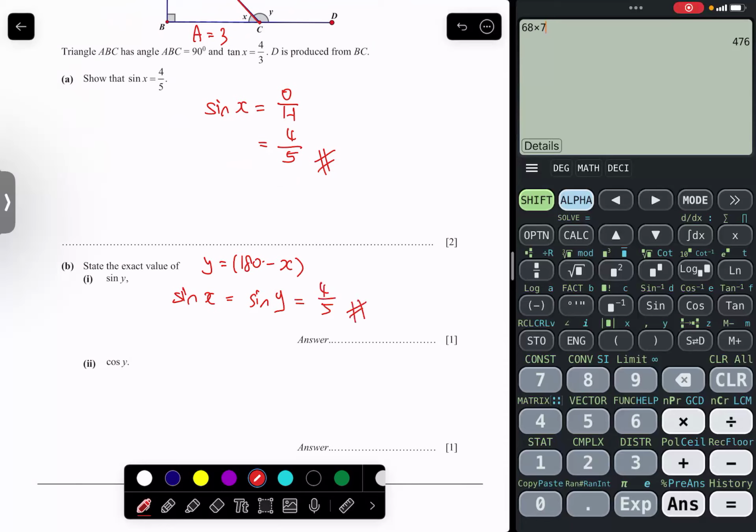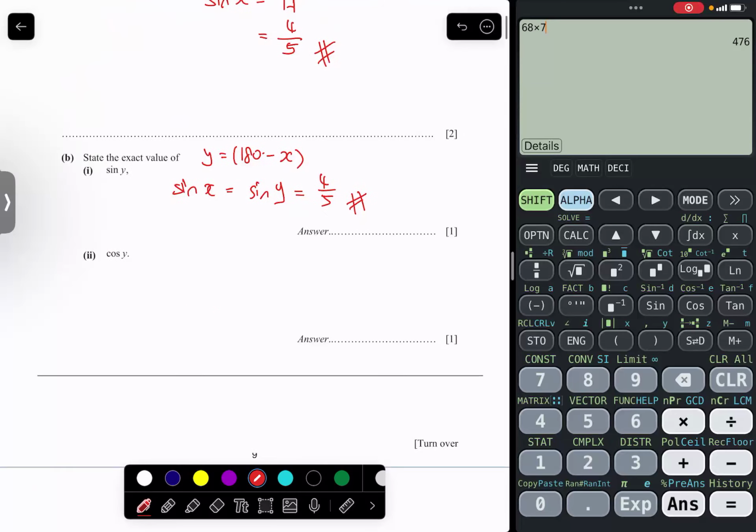That's all. However, only sine remains the same. Cosine and tangent will become negative. So cosine y is equal to negative cosine x, and cosine x is 3 over 5, so negative 3 over 5, because cosine is A over H.